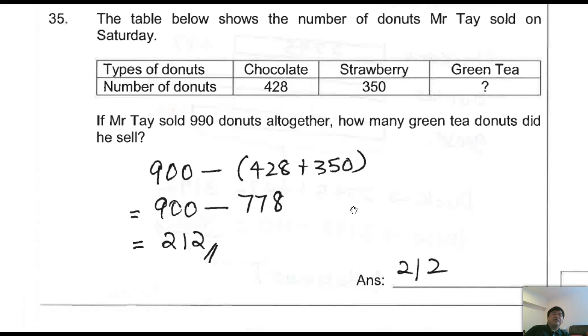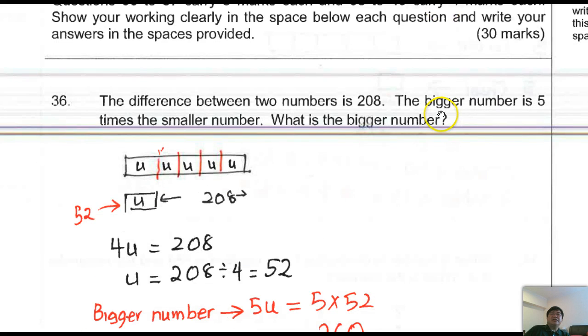This is quite straightforward. Given chocolates 428, strawberry 350, and the total is given here, 990. So the total takes away chocolate and strawberry, which is 778. Total takes away 778, the remainder is 212. Green tea is 212. Next, section C.